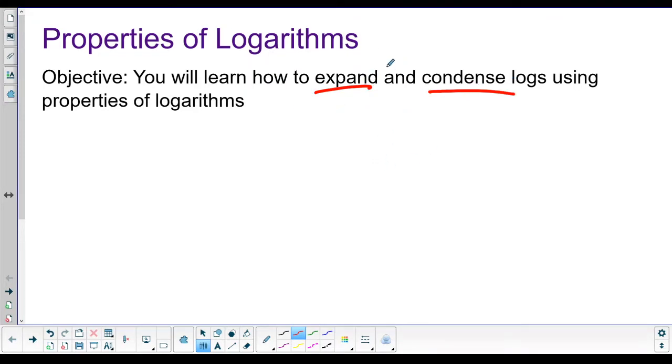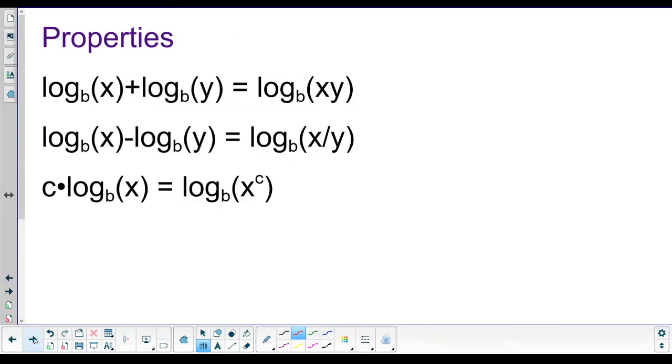Expand, that's the English word for make stuff bigger. Condense, that's the English word for make stuff smaller. And we're going to do that to logarithms. And I already know what you're thinking. You're going to go, Barton, I don't know the properties of logs. That's why I wrote them down for you. So let's just go over the 3 properties of logs that you're really going to need to know today. And then we'll do a couple of examples just to get you oriented to what you're doing.